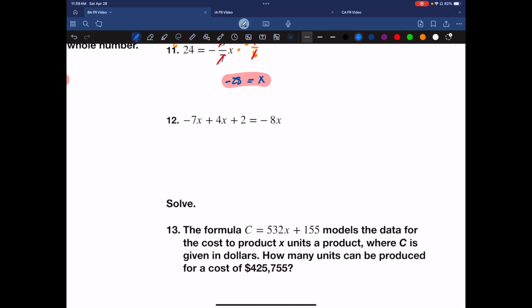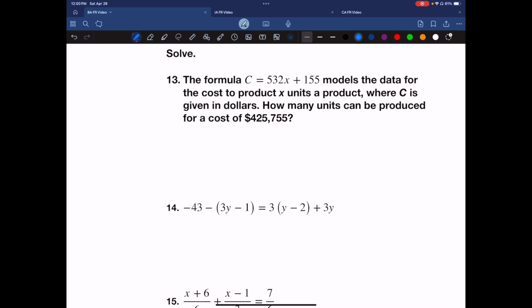Okay. 12. So we've got negative 3x plus 2 equals negative 8x. Let's see, I'm going to add 3x to the other side. So it's going to be 2 equals negative 5x. And that's going to be negative 2/5 equals x. So there's your answer.